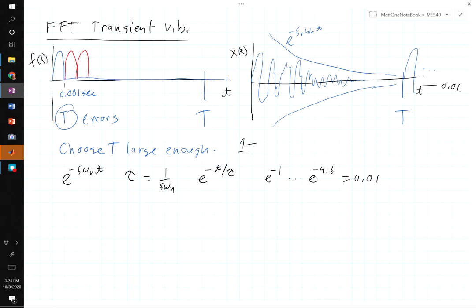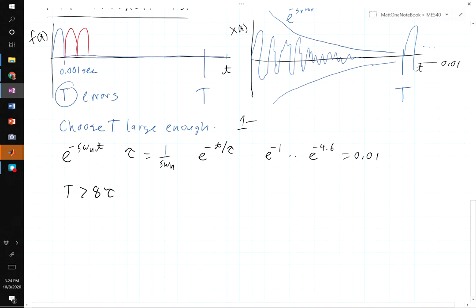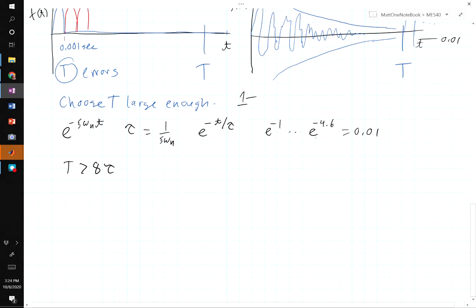Okay, so what we would typically do, and this is kind of neat actually, is choose that T be greater than 8 tau. Let's see what happens there. So that's about twice the 1% factor. So if we plug in here, T is 2 pi over omega_1, the smallest frequency, and we're saying that's going to be greater than or equal to 8 over zeta omega_n.